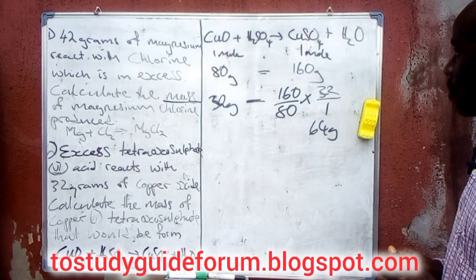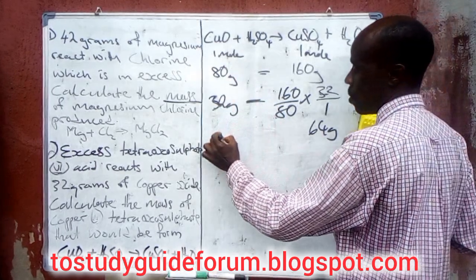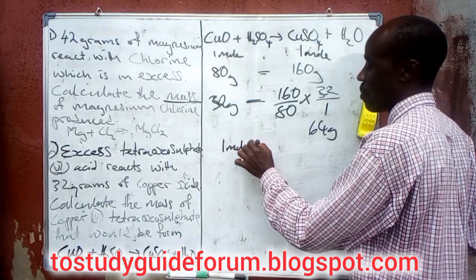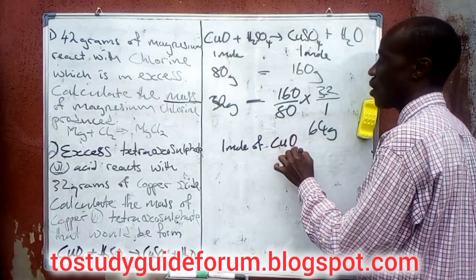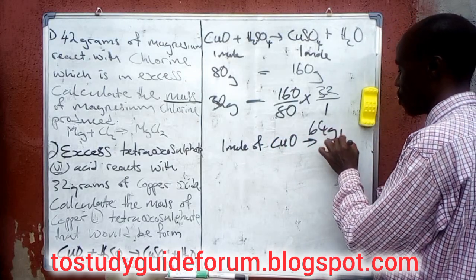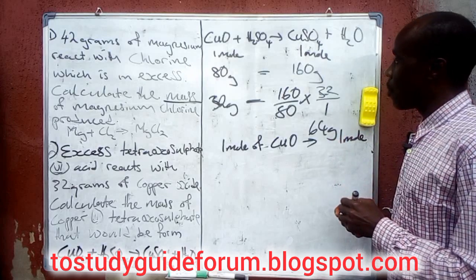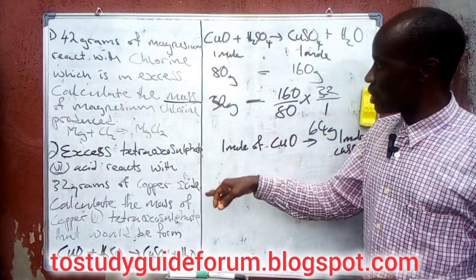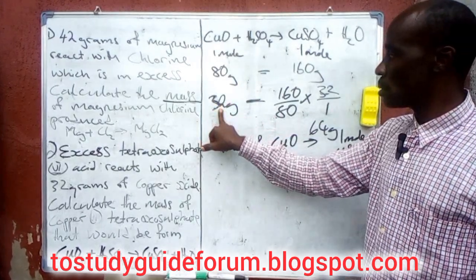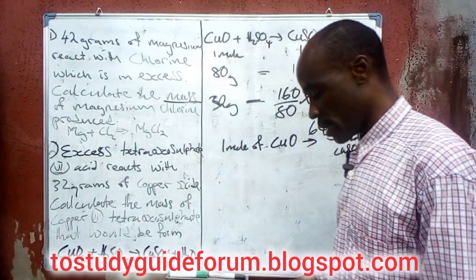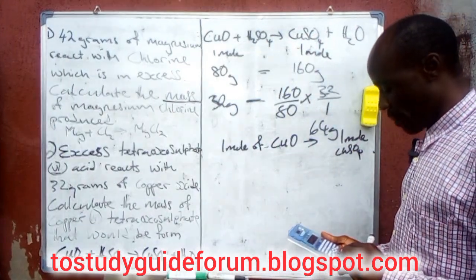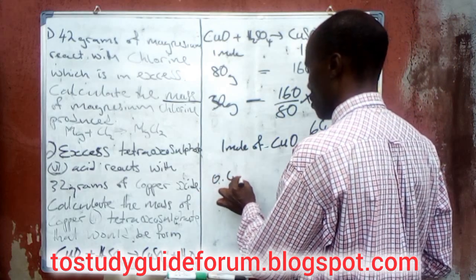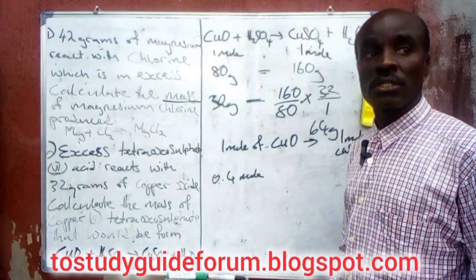Calculate it based on moles. Now, what we do here is, you know that 1 mole of copper will give us 1 mole of copper oxide, which will give us what? 1 mole of copper sulfate. So based on that, the first thing we do here is to convert this to moles. Converting it to moles, what we get will be 32 divided by 80. We have 0.4 moles.